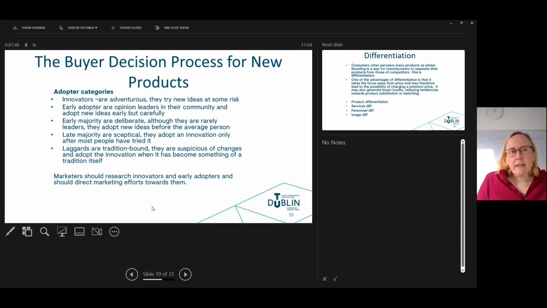So adopter categories starts with innovators. These people are usually the first to buy a new product that's new to the market. These people are adventurous. They like to try new things, and they're happy to be taking the risk. And that's adventurers. There is a risk element in there. They haven't been able to read reviews. There are no reviews. These are the people who will be writing the reviews that other people are waiting to read. So the early adopters are the next phase after innovators.